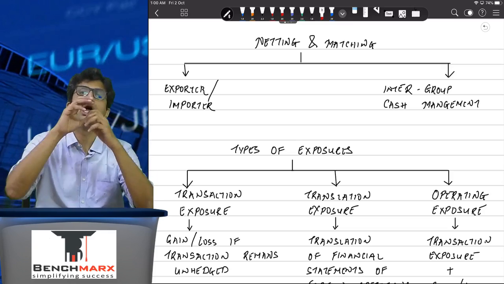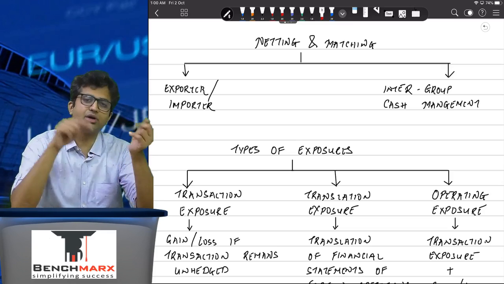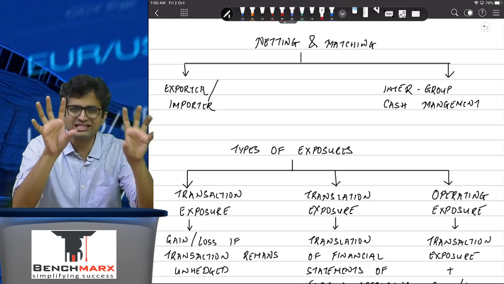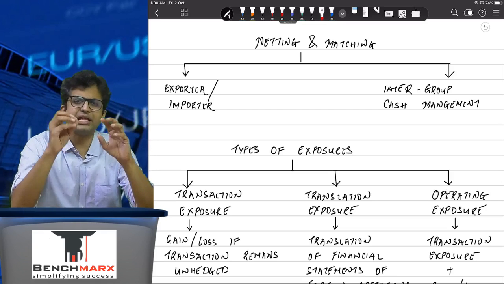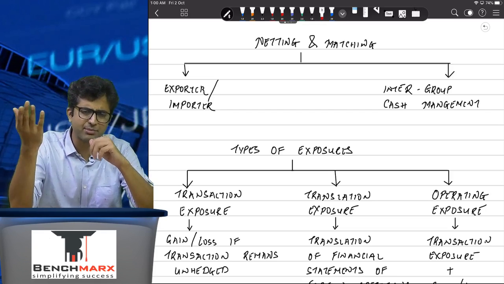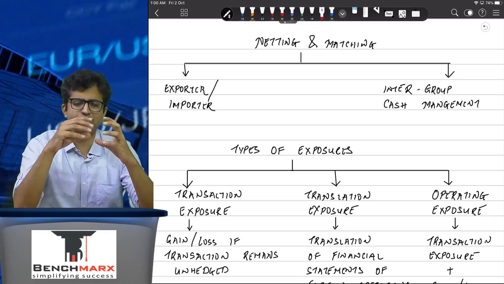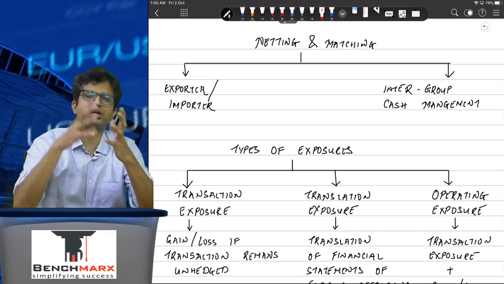So rather than you converting everything into rupees at forward rates, you will net off, you will try to match the maturities and net off and say, yes, our $7,000 is payable, $4,000 is receivable, so let us net and match and take the hedge only for the remaining $3,000.